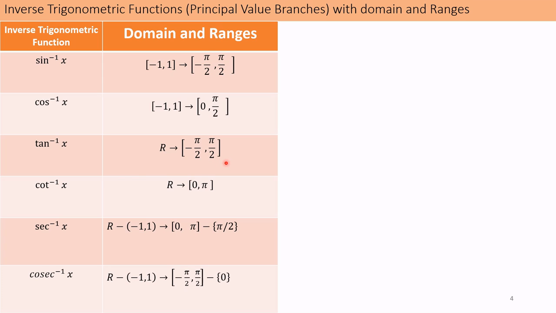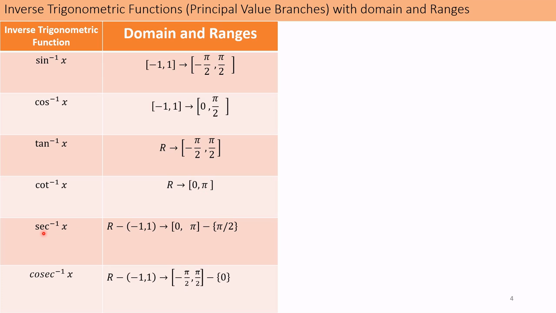The next is cot inverse x. For cot inverse x, the domain is all real numbers R, and it is mapped onto set B. Our range is 0 comma pi.